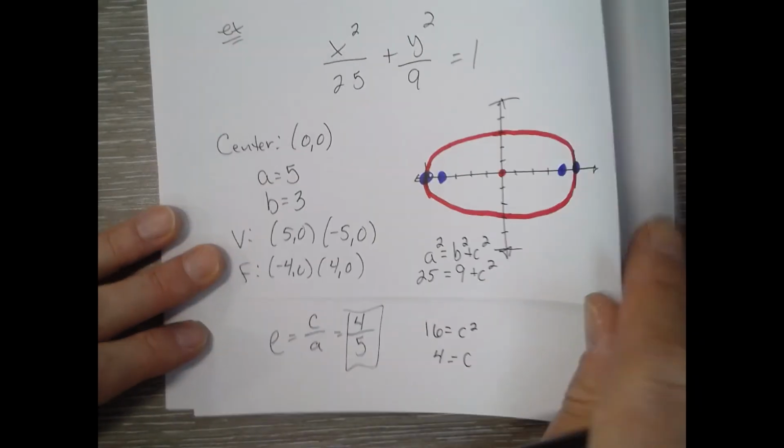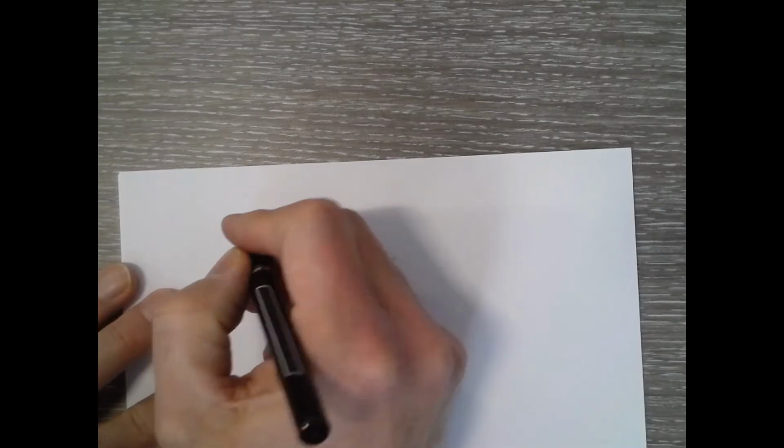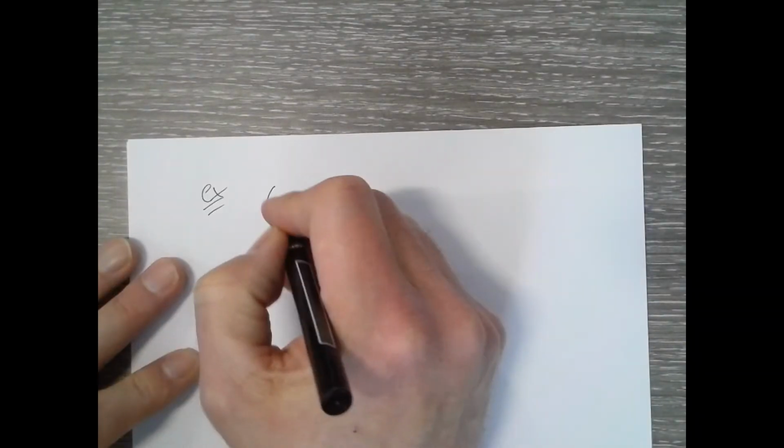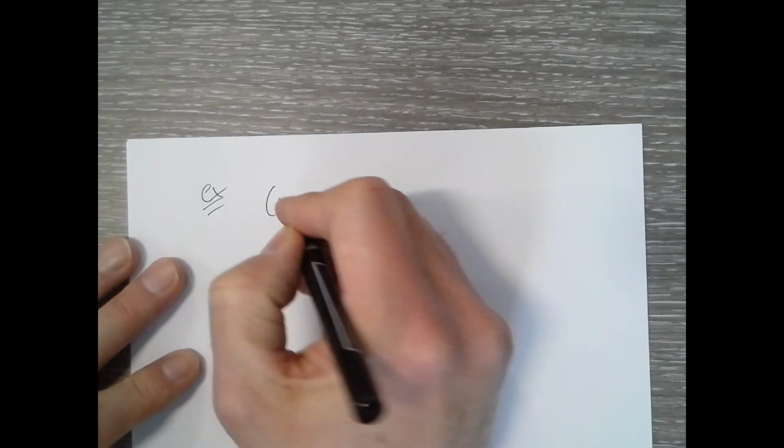All right, so another example. I was going to do completing the square right now, but we better start with another easier one. How about x plus 2 squared?